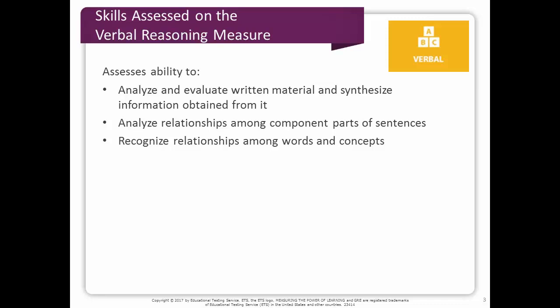The verbal reasoning measure assesses several skills expected of university-level academic work. It assesses the ability to analyze and evaluate written material and synthesize information found in the material. It assesses the ability to analyze relationships among component parts of sentences and recognize relationships among words and concepts.